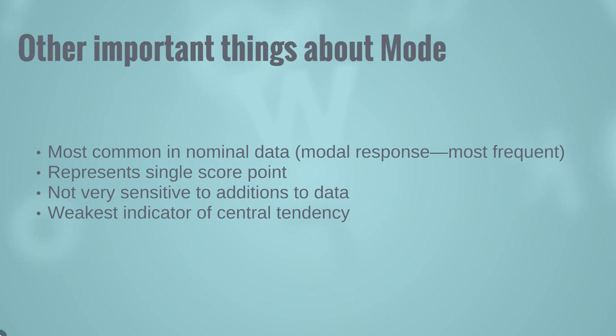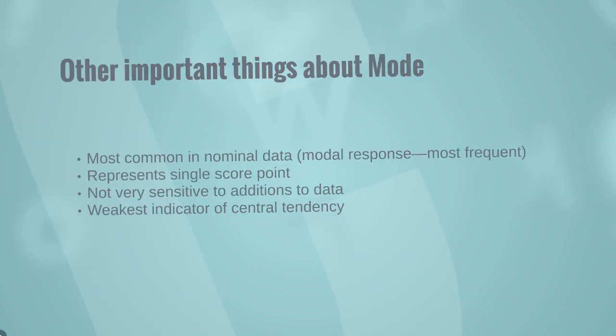Additionally, the mode is not very sensitive to new data. For a height example just a bit ago, suppose the modal height was 69 inches, the highest point on the curve. Now suppose you add another subject who stands 7 feet 8 inches. That would be 92 inches. Even though you've added this person to the distribution, the high point is still going to be 69 inches. So this subject had no effect on the mode. This really makes the mode a rather weak indicator of central tendency.